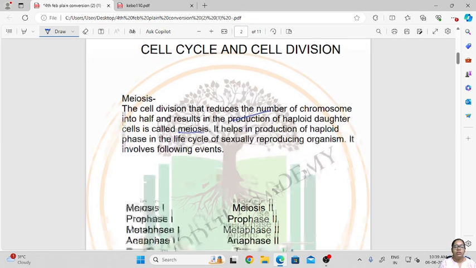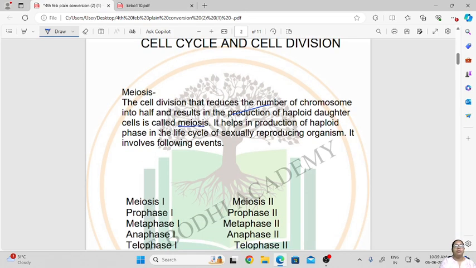So meiosis is basically what happens during cell division. The number of chromosomes that are present also divides and reduces to half and forms what? Haploid daughter cells. Okay, so you get cells with haploid daughter cells. So meiosis generally takes place in the reproductive cells. So meiosis basically occurs in two phases.